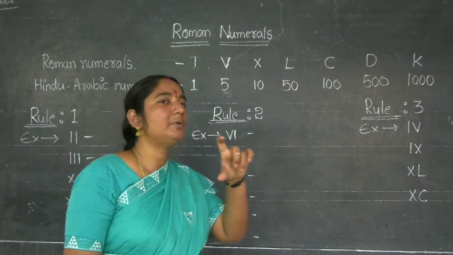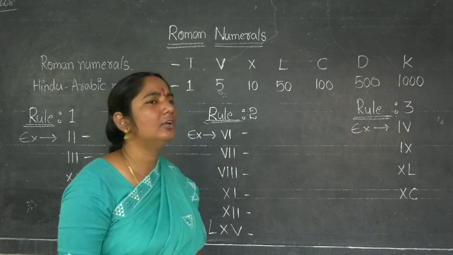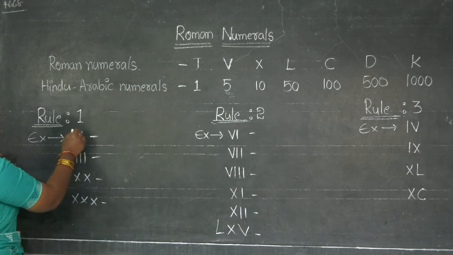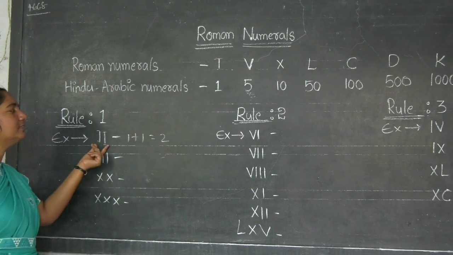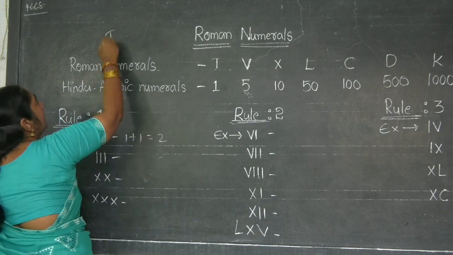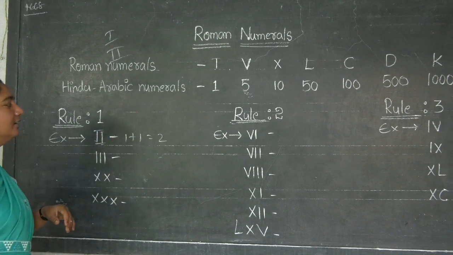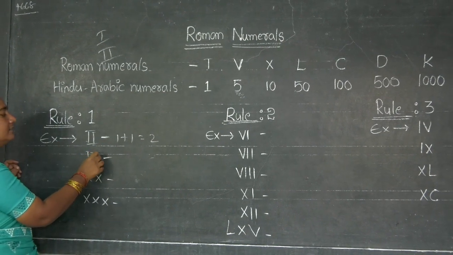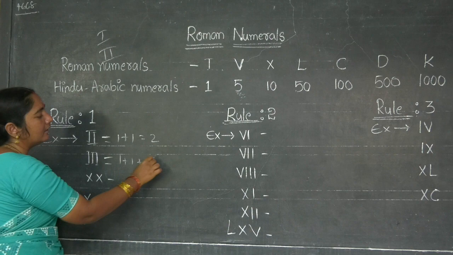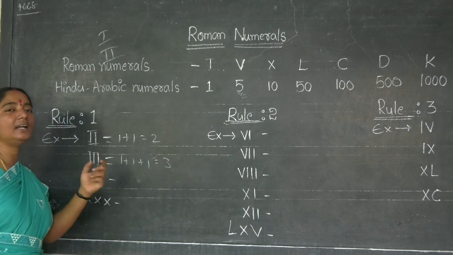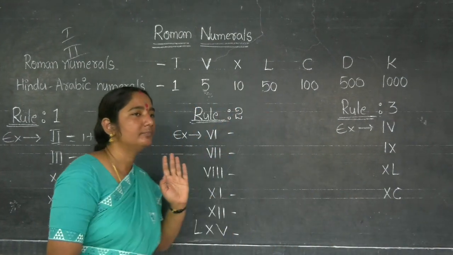If the same Roman number is repeated 2-3 times, it is nothing but you are adding them. See here in this case, 1 plus 1, that is 2. The value of this is 2. Here, 3 numbers are there, so 1 plus 1 plus 1, that is 3. If similar things are kept one beside the other, simply what we have to do is add them. That is rule number 1.